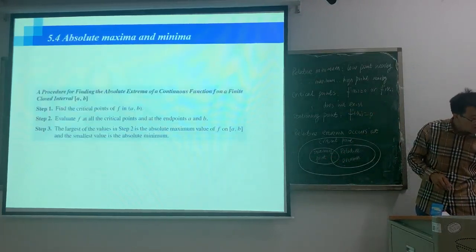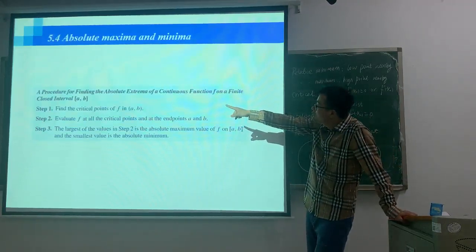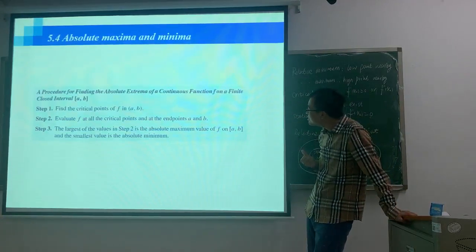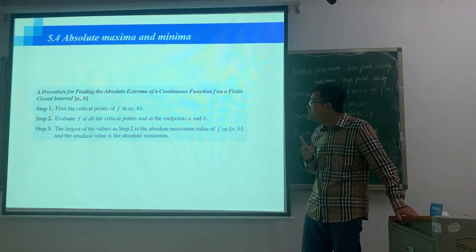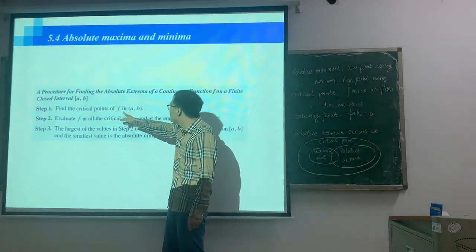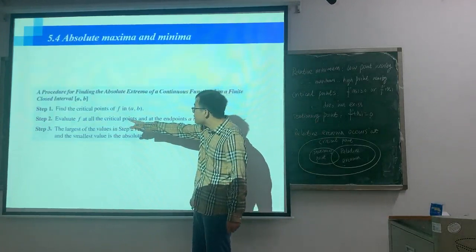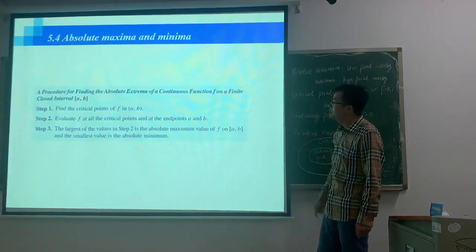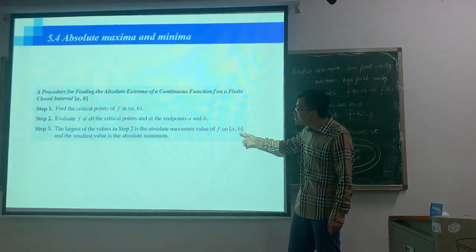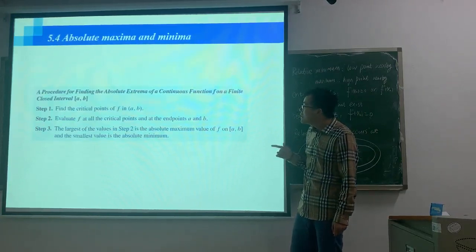Now the second one is a procedure for finding the absolute extrema of a continuous function on a finite closed interval. The first step is find the critical points of f in this interval. The second is evaluate f at all critical points and at the endpoints a and b. The third step is the largest of the values in step 2 is the absolute maximum value of f, and the smallest value is the absolute minimum.